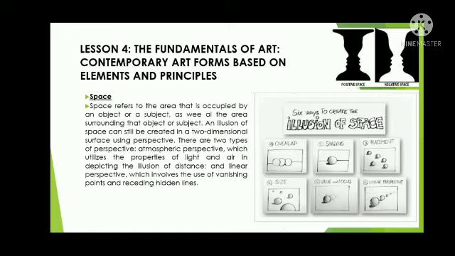Next, we have the space. So space refers to the area that is occupied by an object or a subject, as well as the area surrounding that object or subject. It is also an illusion of space that can still be created in a two-dimensional surface using perspective. So there are two types of perspective: atmospheric perspective, which utilizes properties of light and air in depicting the illusion of distances; and linear perspective, which involves the use of vanishing points and receding hidden lines.